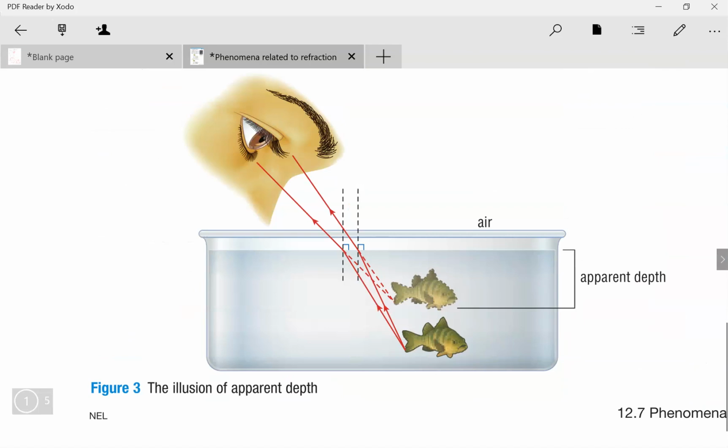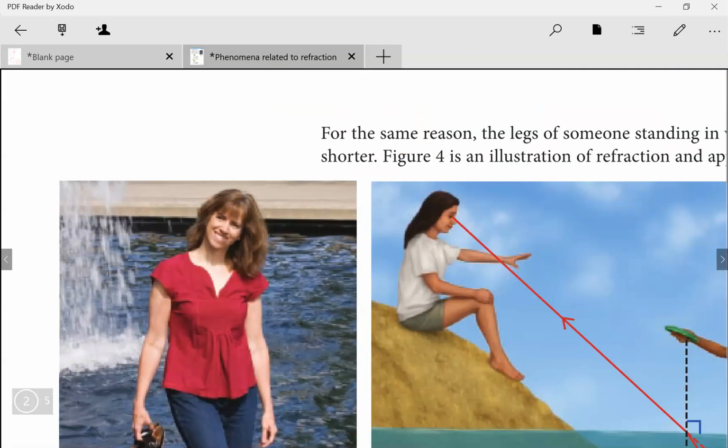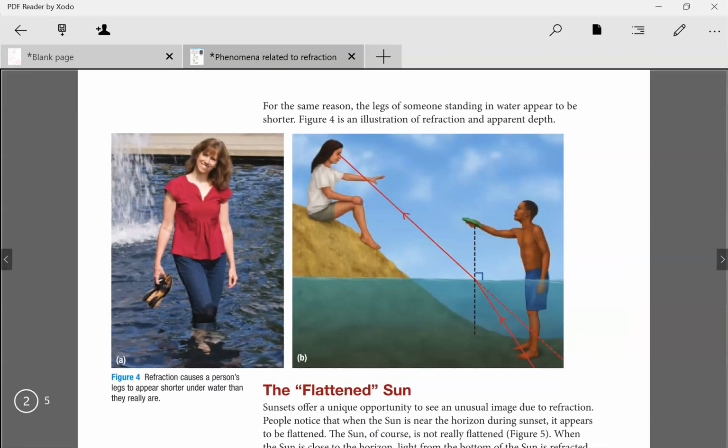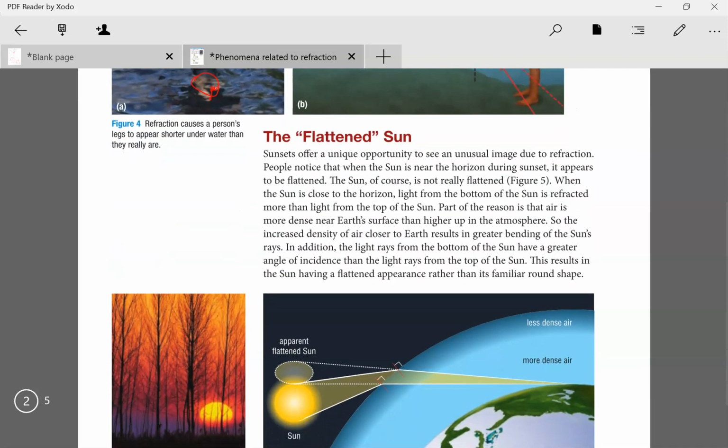The same idea as this fish. Light traveling from water to air bends away from the normal. So if we extend those rays backwards, we arrive at a virtual object at an apparent depth, which is always closer to the surface than the actual object in depth. And this is the same reason we see shortened legs over here, because the legs appear to be closer to the surface of the water than they actually are. They're actually not that close to the surface of the water. So that was apparent depth.